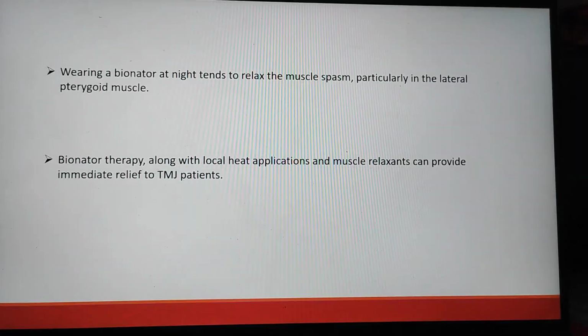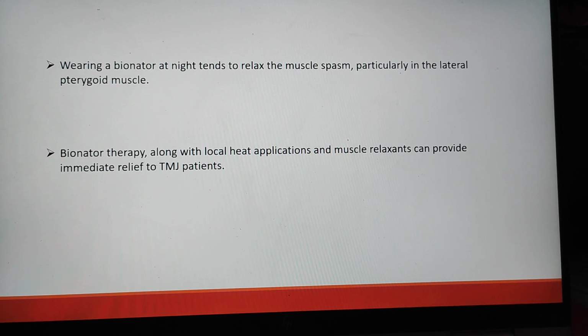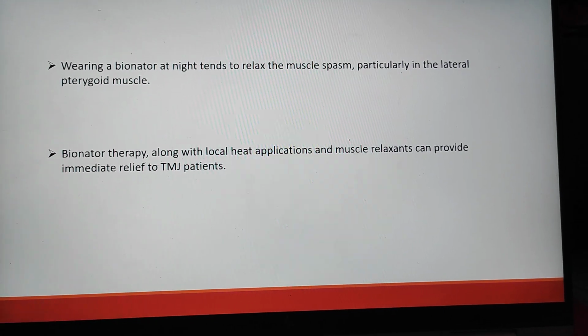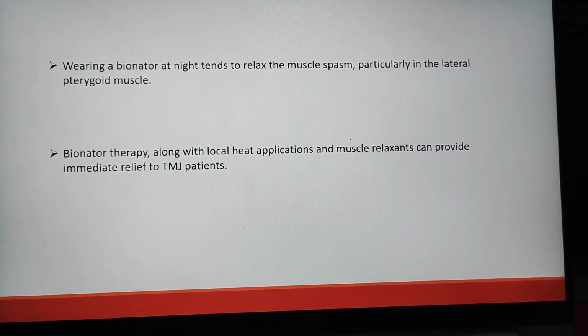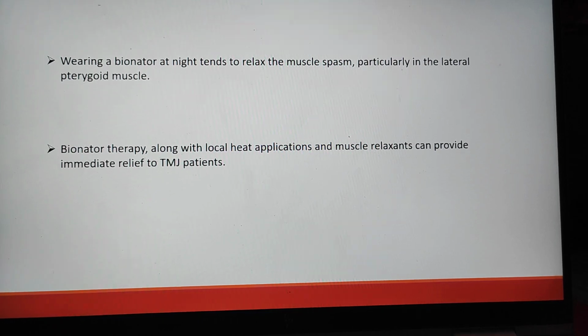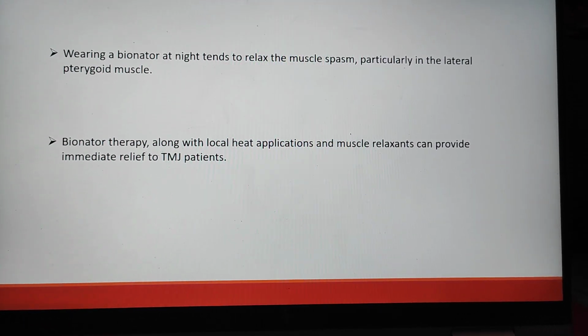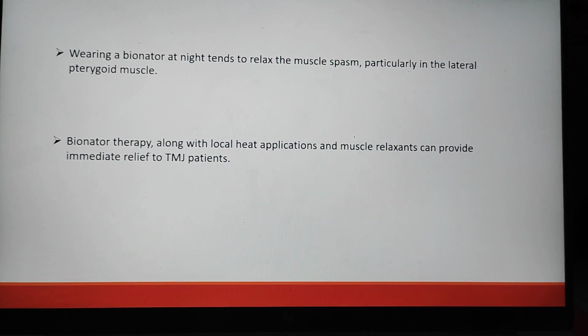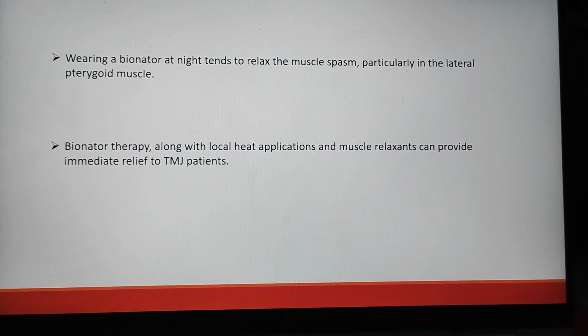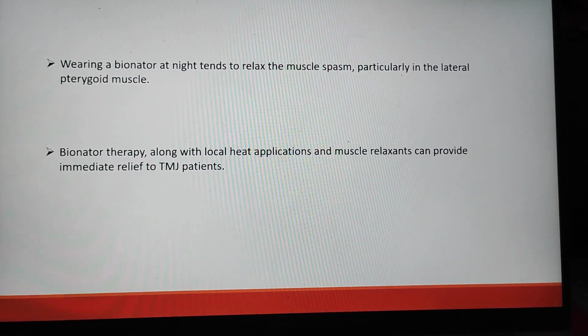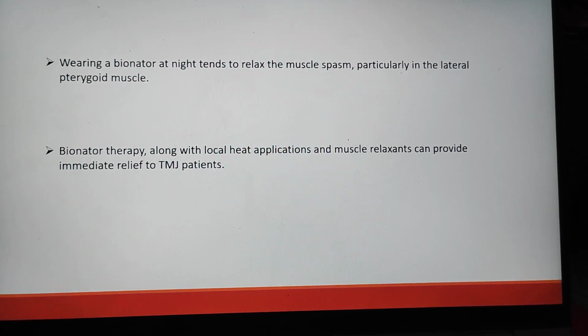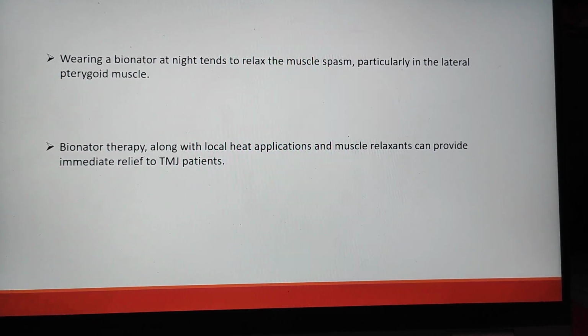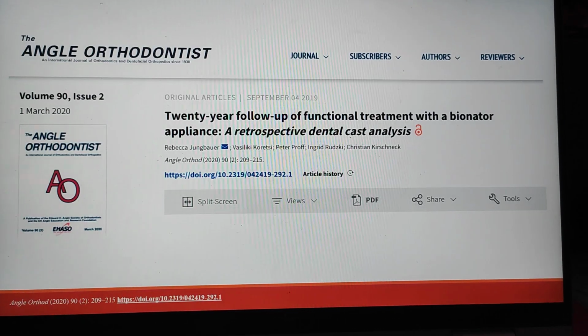So wearing a bionator at night will tend to relax the muscle spasm, particularly in the lateral pterygoid muscle, and will relieve temporomandibular joint dysfunctions created also because of the clenching or bruxism habit at night. Bionator therapy, along with local heat applications and muscle relaxants, can provide immediate relief to temporomandibular joint patients.